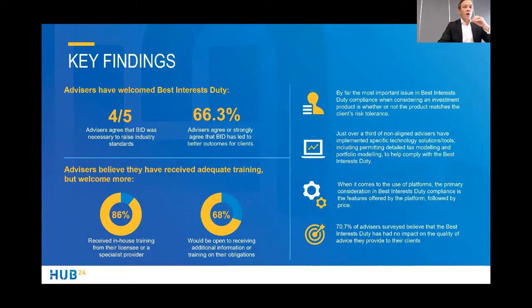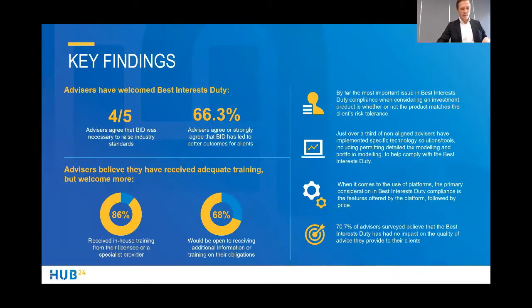We found that 1/3 of non-aligned advisors had moved since the introduction of BID to introduce into their business specific tax modelling tools and capability to support their recommendations. And that could be through their financial advice technology and software or through platforms. Third one down, when it came to platform recommendations, the primary consideration, perhaps no surprise, was price. Price and features were the two. I think they're perhaps unsurprising. We'll unpack that a little bit further shortly.